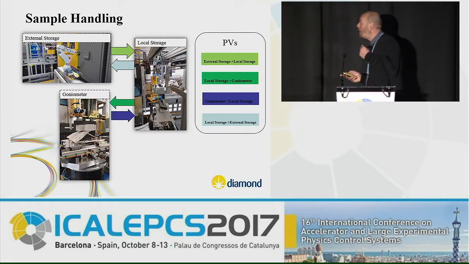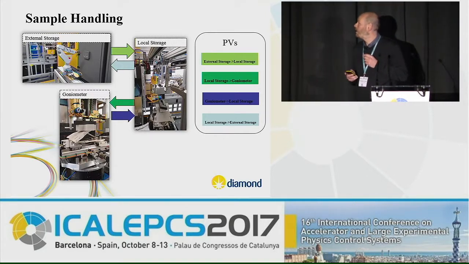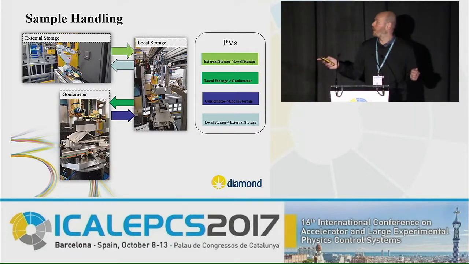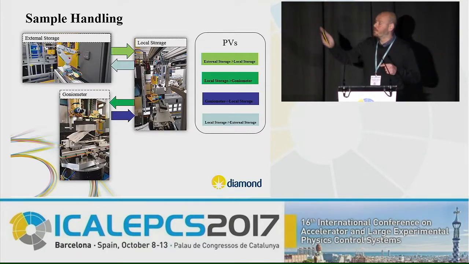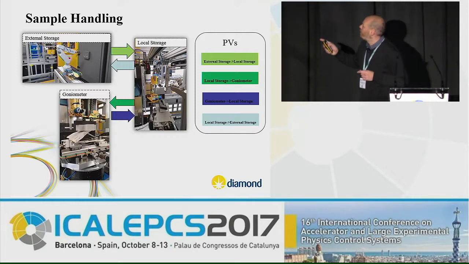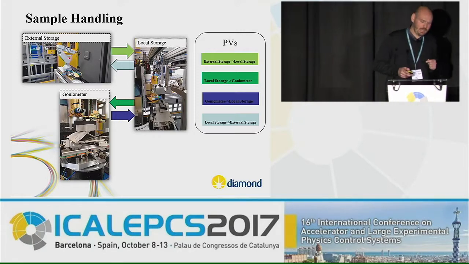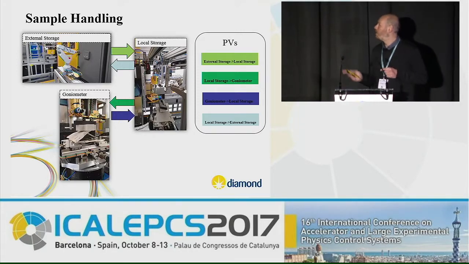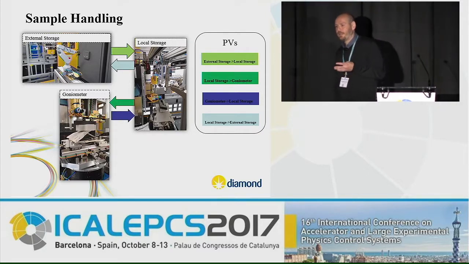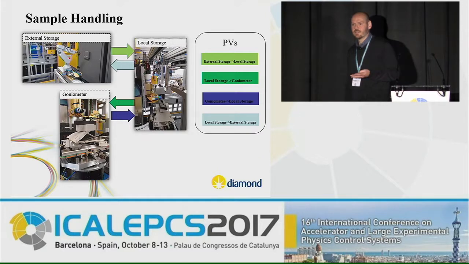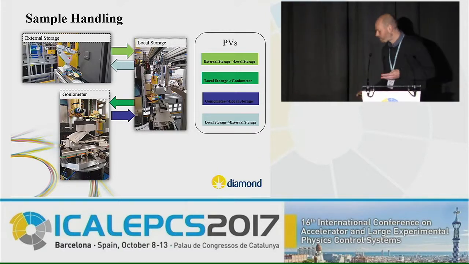So for our sample handling, our basic goal is to convey plates from the external storage to the goniometer, from the local storage to the goniometer and back again. For that, we have 4 high-level PVs, one for each endpoint in that journey. But we're still left with an issue: how do we select which action to take at any one given moment in time?